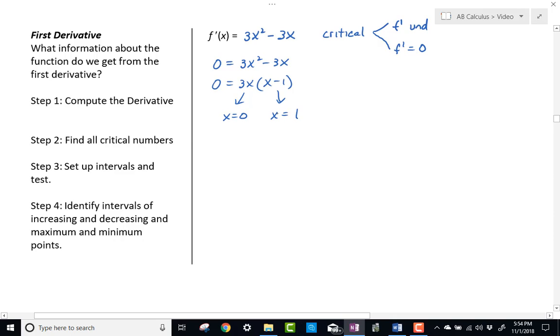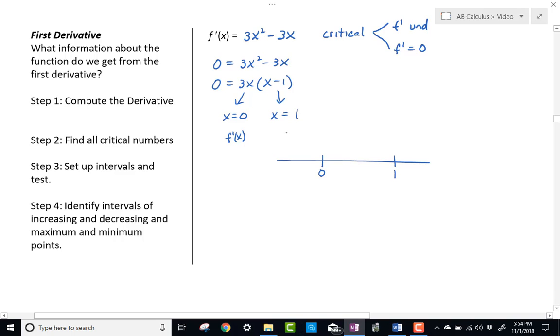The way we're going to do this is we're going to set up a little number line here. I'm going to draw a little number line under here. And so for f prime of x, on my number line I'm going to put my critical values in there. This is going to be 0 and this is going to be 1. Basically I want to know what's happening. I know that f prime of 0 is 0, and f prime of 1 is 0. So both of these are 0.